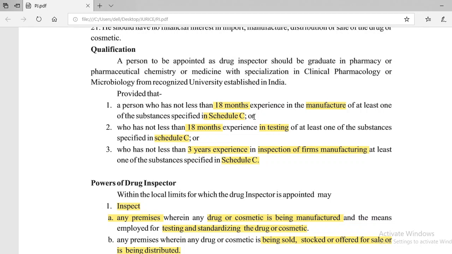And if he does not have 18 months of manufacturing or testing experience, then he must have at least 3 years of experience in the inspection of firms manufacturing at least one of the substances specified in Schedule C. So either he should have 18 months of manufacturing experience, or 18 months of testing experience, or 3 years of experience in just inspection, neither manufacturing nor testing, meaning he should have inspected firms manufacturing one of the products specified in Schedule C.